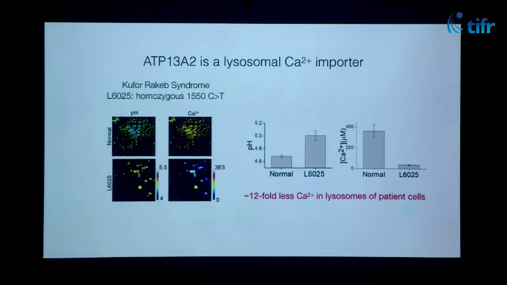Kufor-Rakeb syndrome is very sad. These patients are male patients who have a very severe form of Parkinson's disease. It's early onset. They're just 35 years old or something. They basically have a single mutation, and the single mutation results in the ATP13A2 not being able to leave the ER. So it's stuck in the endoplasmic reticulum. As a result, the cells are making ATP13A2, they're just not on the lysosome, right? That's why these patients are ill.